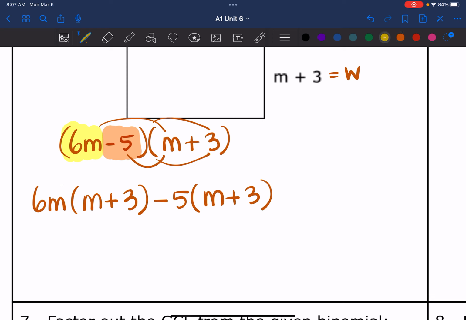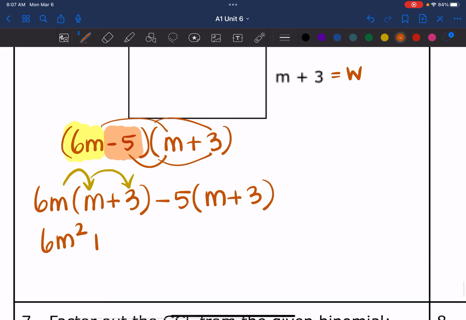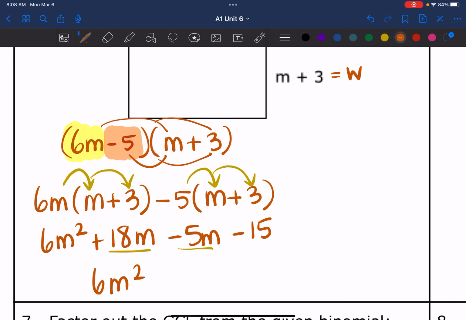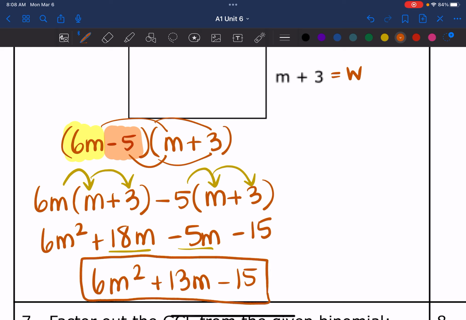Okay, so let's do that distribution. 6m times m is now just 6m to the second power. And 6m times 3 is positive 18m. Negative 5 times m is negative 5m. And negative 5 times 3 is negative 15. Now the two in the middle, they both have m. They are like terms, so we can combine them. So our final answer would be 6m squared, but positive 18 minus 5 is going to give us positive 13m, and then keep that minus 15 from the end. So that would be the area of that rectangle.